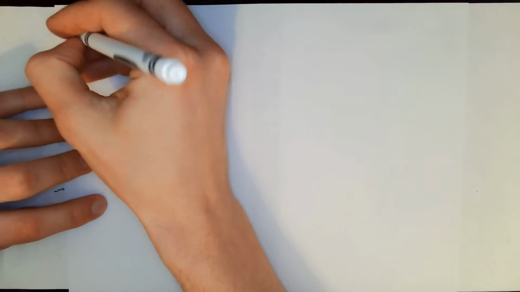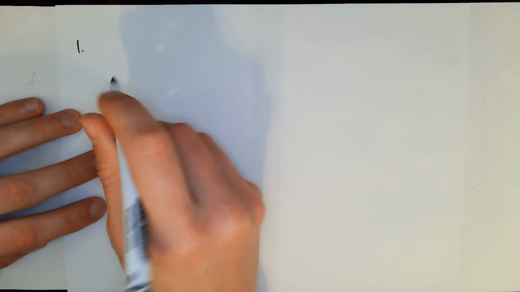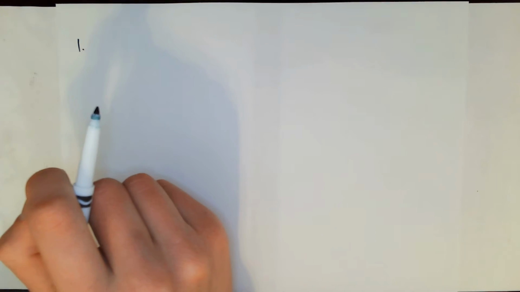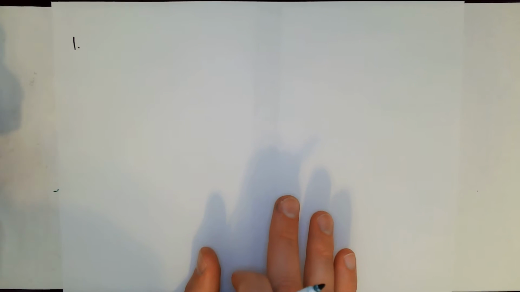So first, let's see. Just call this number 1, and the first thing I need you to know is how to solve for the sides of a triangle based off of a given side and a given angle. So this is not laws of cosine and laws of sine stuff.